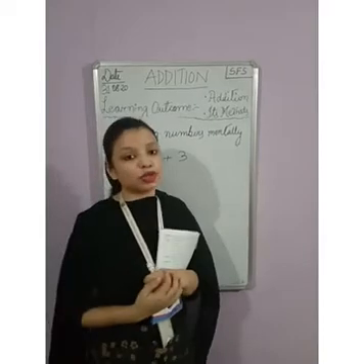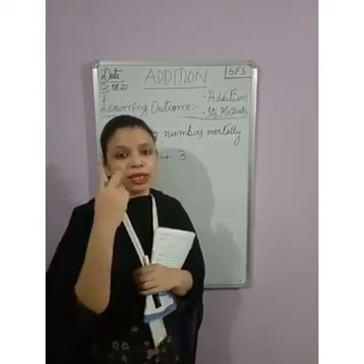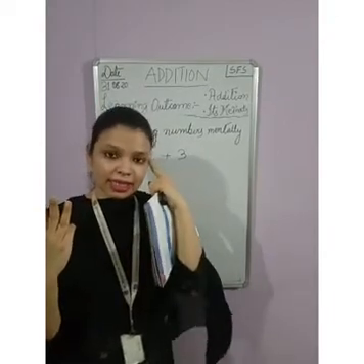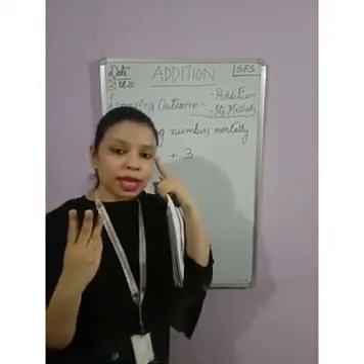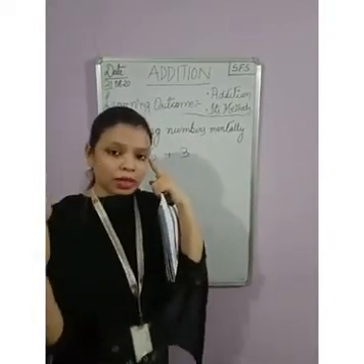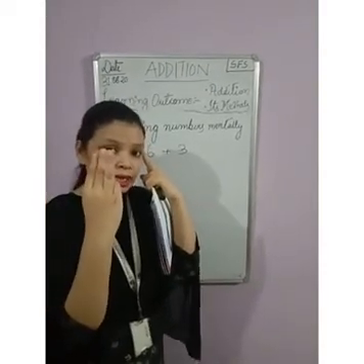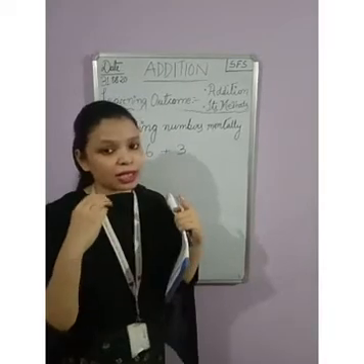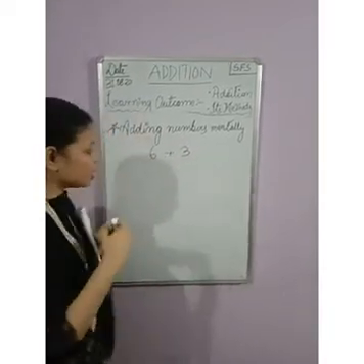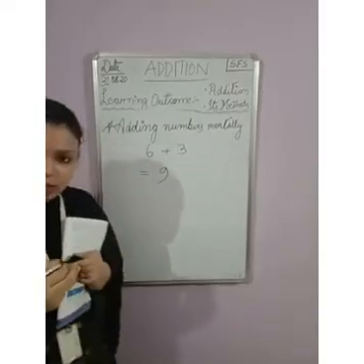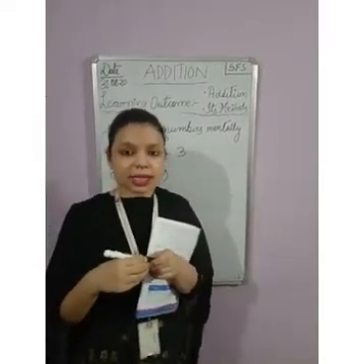So you keep 3 fingers open. 1, 2, 3. Now what is the bigger number in your hand? 6. Okay. After 6 what will come? You have to count 3. That means after 6 what will come? 6, 7, 8, 9. That means the 3 fingers are finished. So what is the answer? 6 plus 3, 9. Okay. So in this way we can add the numbers mentally.